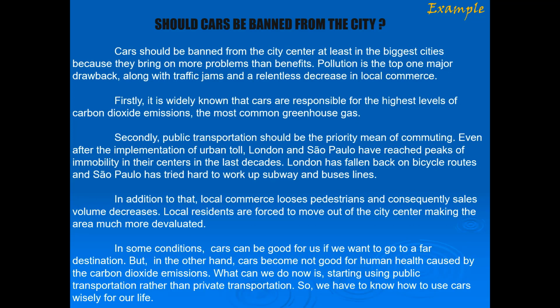In addition, cars can be good for us if we want to go to a far destination. But on the other hand, cars become not good for human health caused by the carbon dioxide emission. What we can do now is start using public transportation rather than private transportation. So we have to know how to use cars wisely for our life.